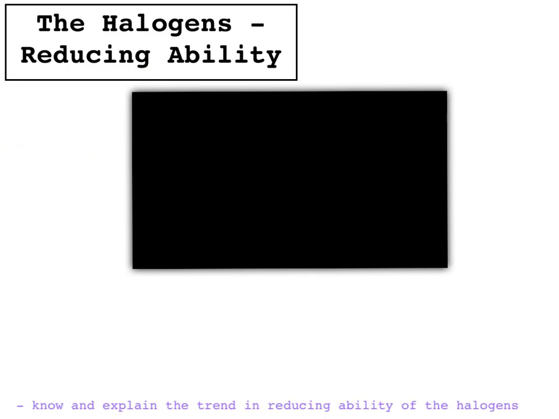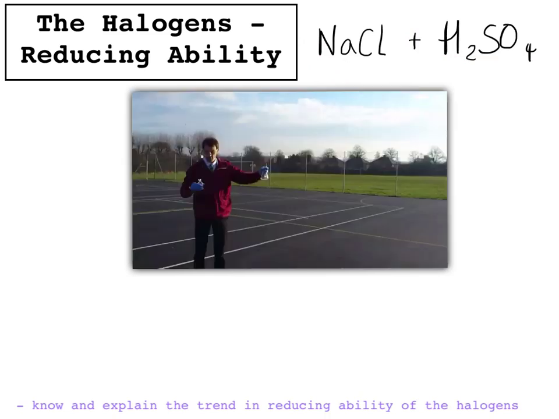So this first video I'm going to show you is a reaction between sodium chloride and sulfuric acid. And remember, it's basically the chloride ions in the sodium chloride that are going to be reacting with the sulfuric acid. So if you watch the video, I'll try and explain what the products are that are made.